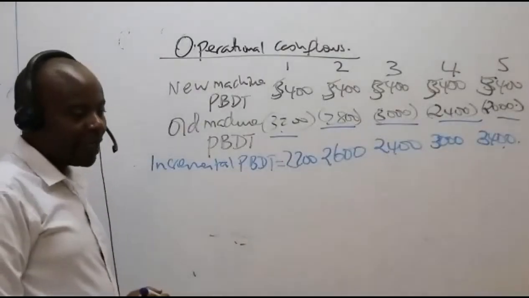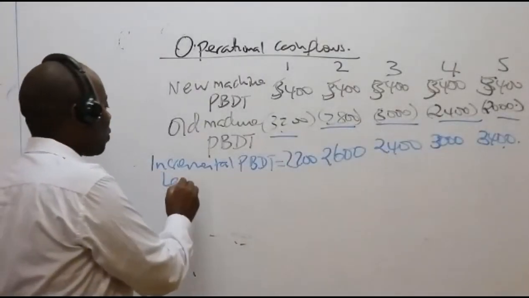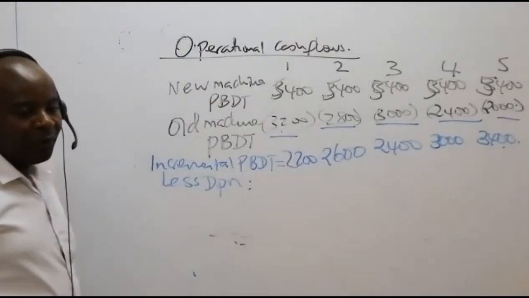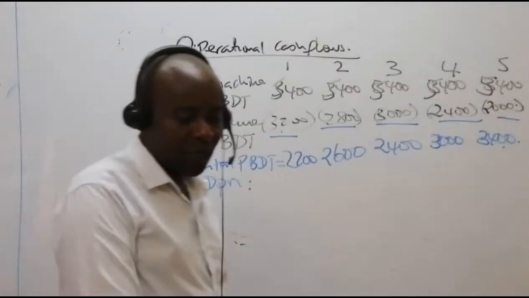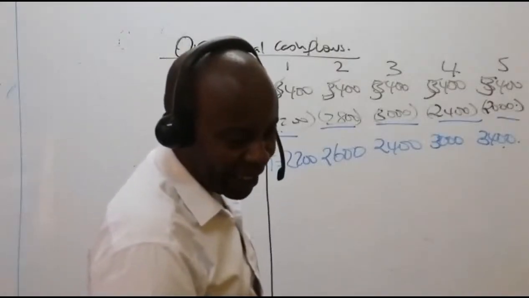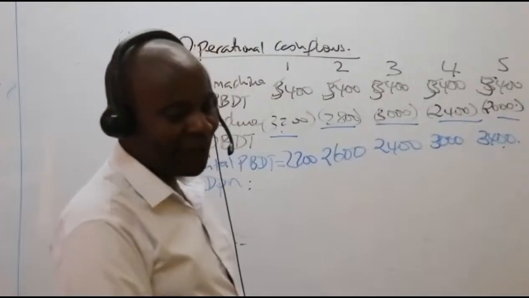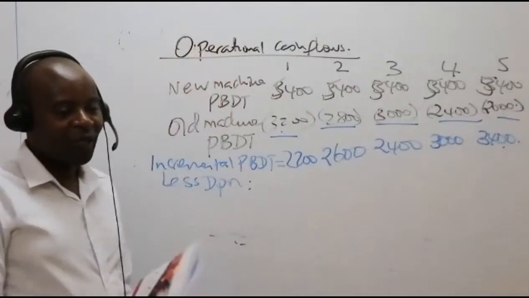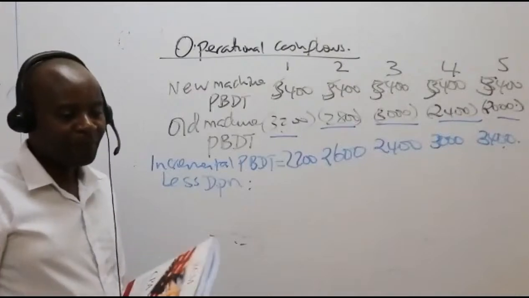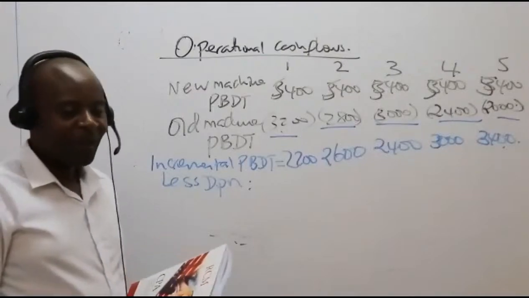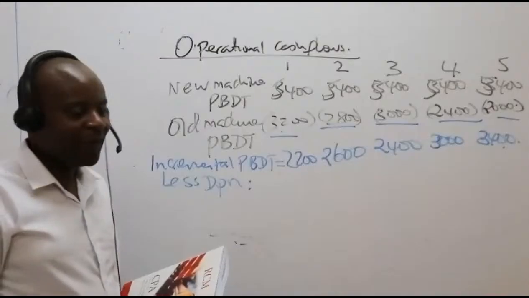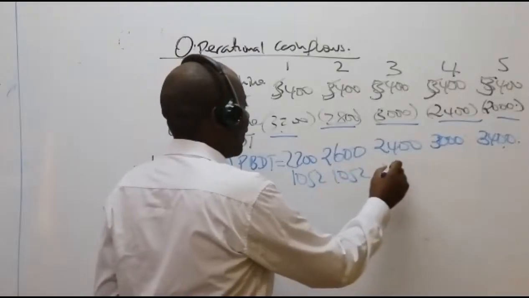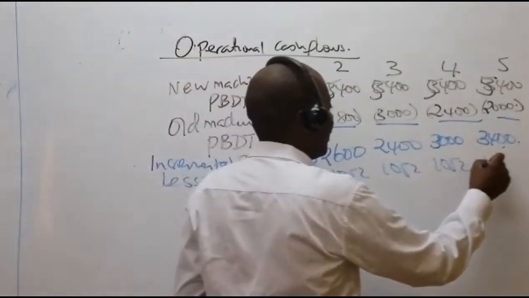So once I get that, I need to subtract the incremental depreciation. Less our depreciation. Are you able to remember the incremental depreciation? What figures are we getting? Somebody there? The incremental depreciation, do we still remember it? 1052. It's a regular one.